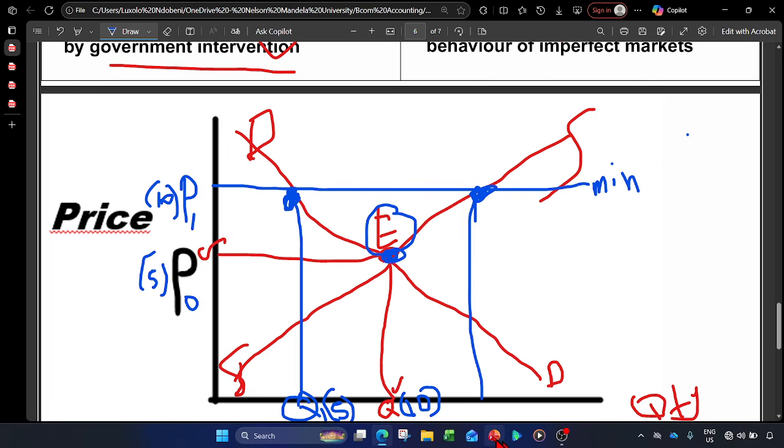We can call this one Q2, or you can use the numbers and say it's 20. If you don't want to use these, you can call this one point A, and point B. That's for your explanation to be valid if you were asked this question. So, analysis of this graph.